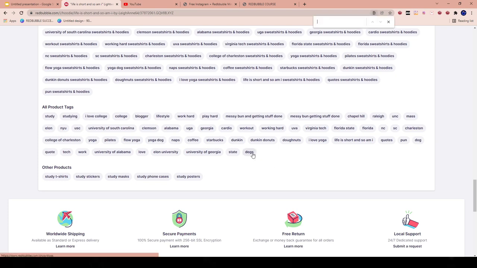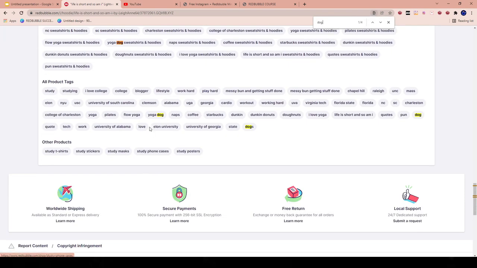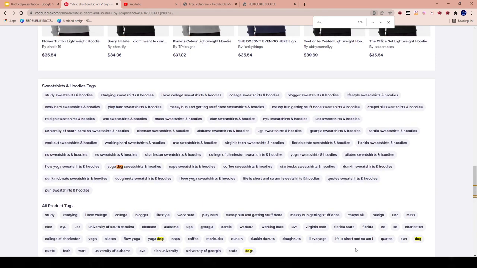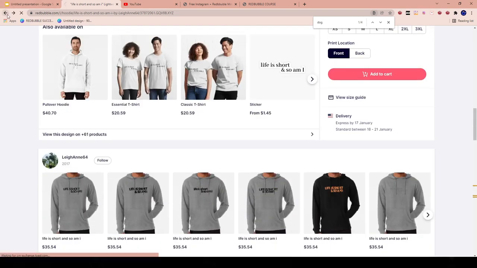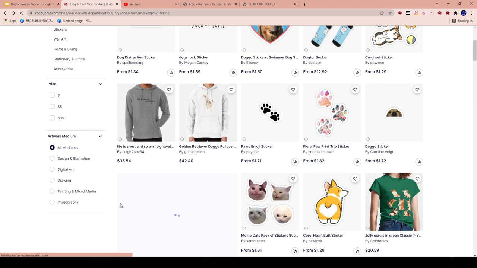If we actually do Control F here and search for dog, you can see here it says yoga dog in the tag, and dogs also, and also here dog, so it definitely does show up, but that doesn't necessarily mean that it's getting the sales from that specific tag.